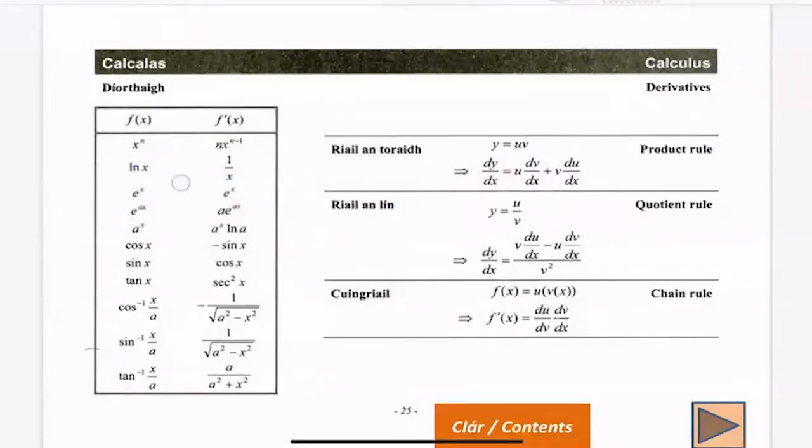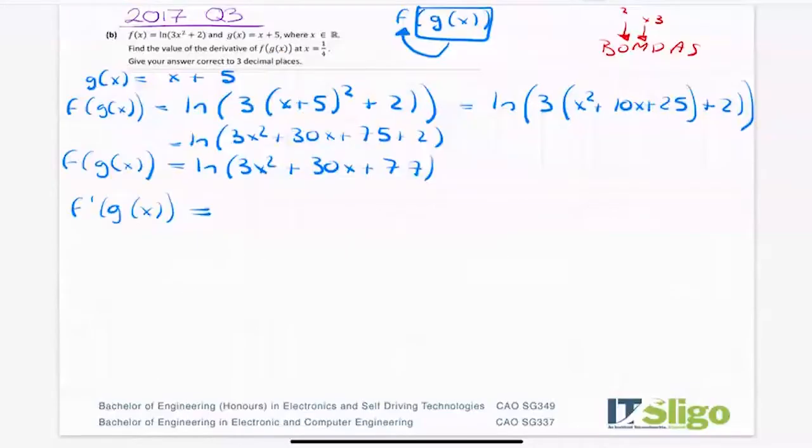Let's have a look in our log tables. An ln function is 1 over x, okay? So ln of a function becomes 1 over that function. I'm saying it like that because this is my function. Okay, so therefore ln becomes 1 over that function.